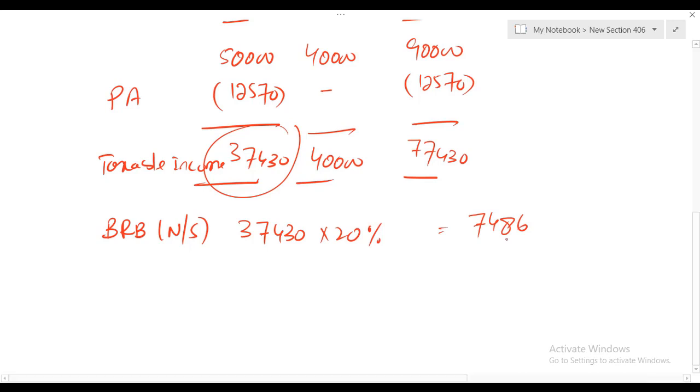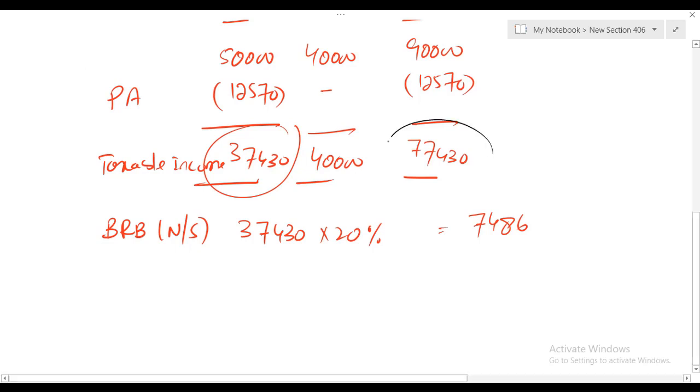Now we'll move to saving income. When it comes to saving income, let us check for the nil rate band. A basic rate taxpayer gets a nil rate band of £1,000. A high rate taxpayer gets a nil rate band of £500, and an additional rate taxpayer gets no nil rate band on saving income. Now there's only one question: how to decide whether Mr. X is a basic rate taxpayer or higher.